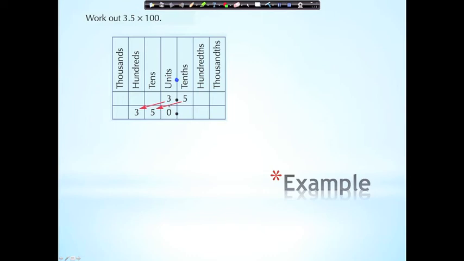So the 3 moves from the units 2 places to the hundreds. The 5 moves 2 places to the left, so it ends up in the tens column. And now I've got a gap where the units column is, so I put in a 0. So 3.5 times by 100 is going to be 350.